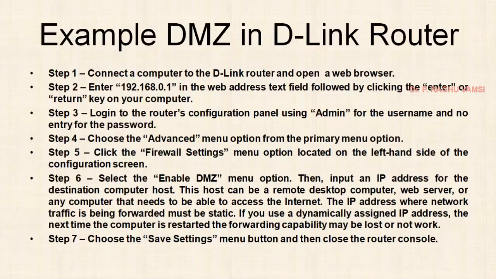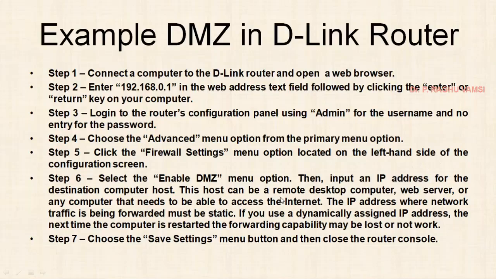This is an example of DMZ creation in the D-Link router. If you have a D-Link router or Netgear router at your home, you may connect to the router via a web address like 192.168.0.1 and log into the router configuration panel using the admin password and choose the advanced options menu on the left hand side. There you will find firewall settings and DMZ. Then enable the DMZ menu. Then input the IP address for the destination computer host.